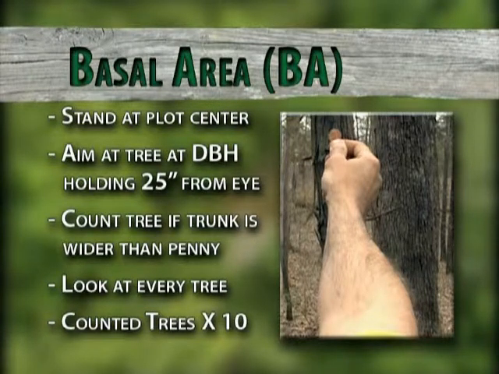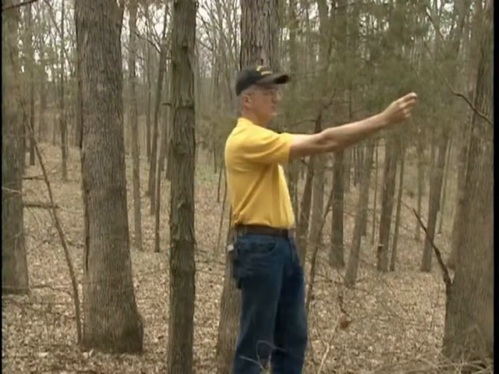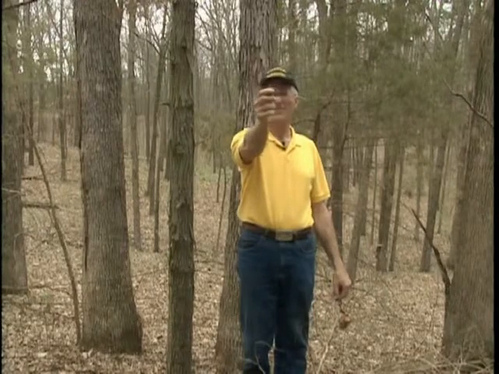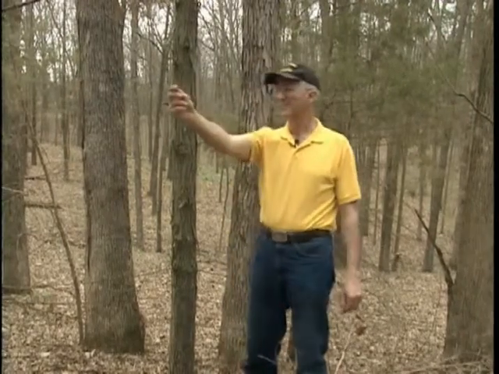Make sure to hold the penny 25 inches from your dominant eye and close your other eye. Third, count the tree if the trunk is wider than the penny. Fourth, repeat this test on all trees within your view by rotating around the circle until you return to the tree you started with. Do not count a tree if its trunk looks narrower than the penny.